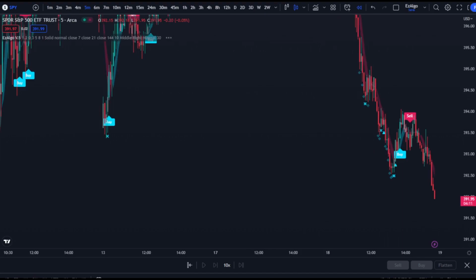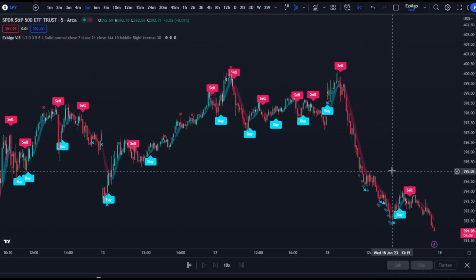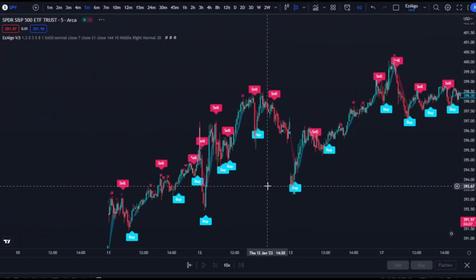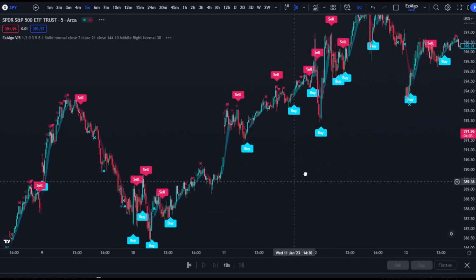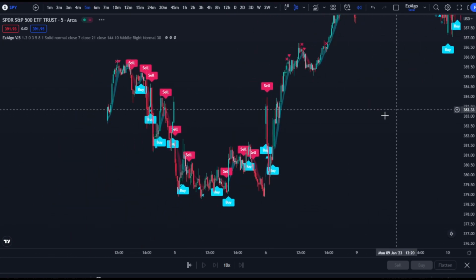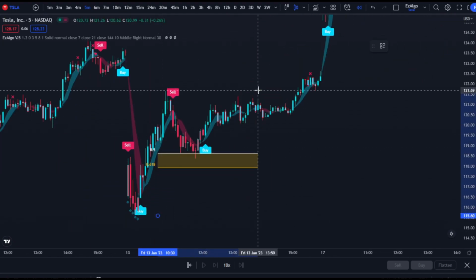Now, you could also do this on the 5 minute time frame. I like to do it on the 1 minute time frame for options trading, but that's my personal preference. If you guys find it's easier on the 5 minute, you could do it on the 5 minute as well. It also works on stocks like Tesla.